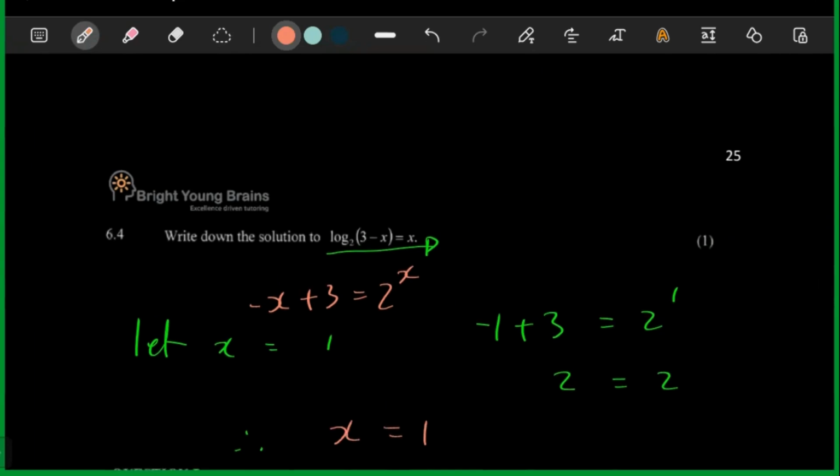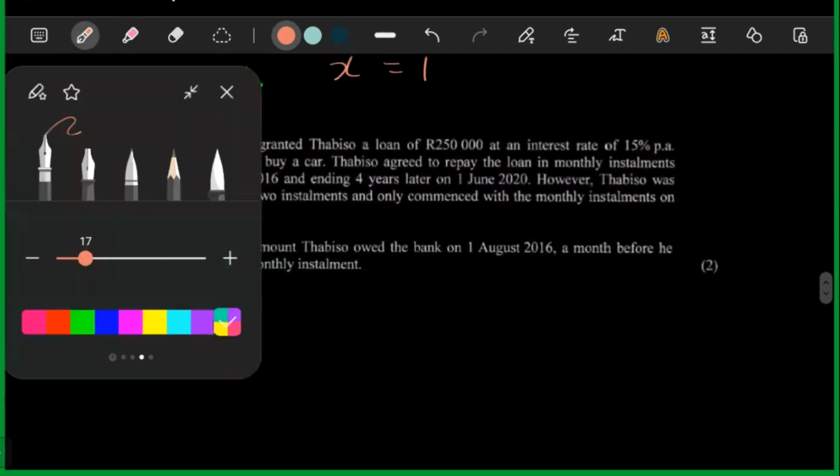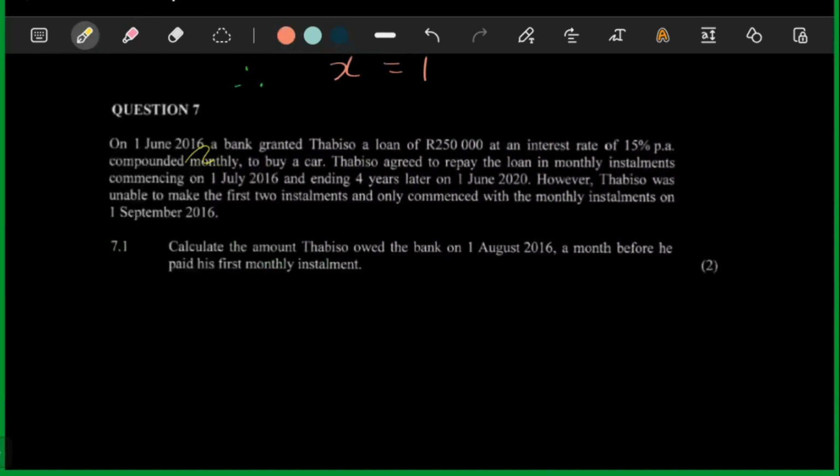Let's move on to question number 7. It says in June 2016, a bank granted Tabiso a loan of 200,000 at an interest rate of 15% per annum compounded monthly to buy a car. Tabiso agreed to repay the loan in monthly installments commencing on 1 July, so he didn't skip any payments, and 4 years later, on 1 June.